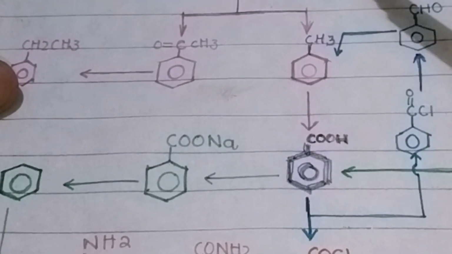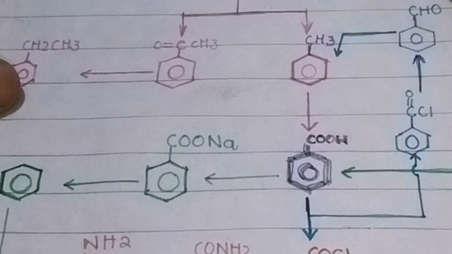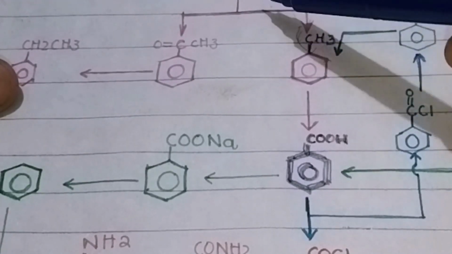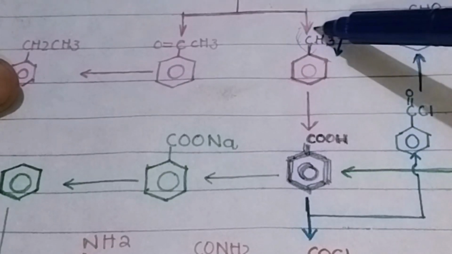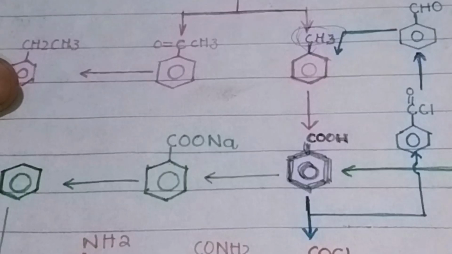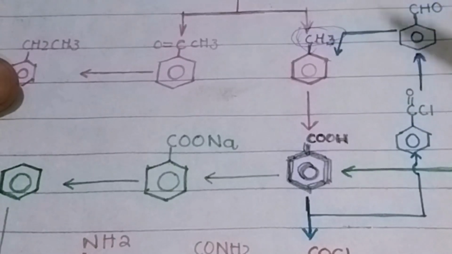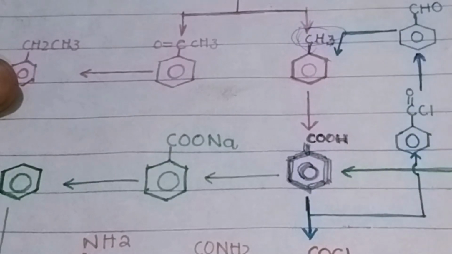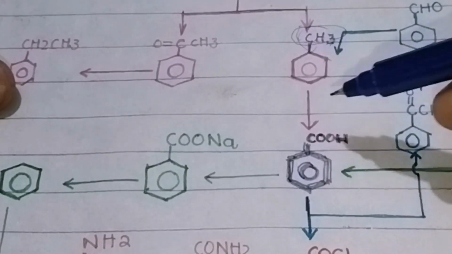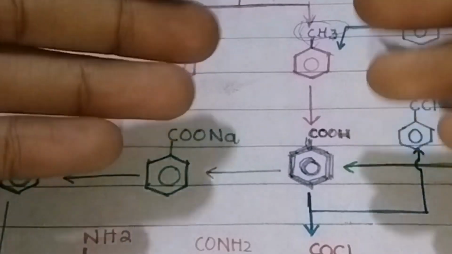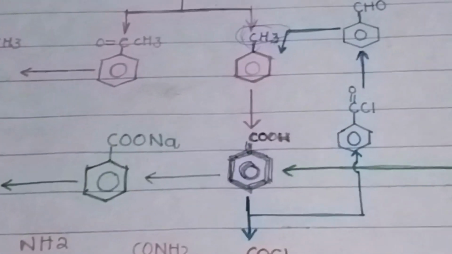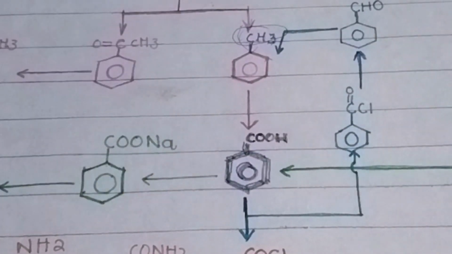Now we want to convert this compound into this, or we can also say we want to convert this toluene into benzoic acid. So we will use different reagents for this process. It will be easier for us to study it like this, because it's really confusing to study without a proper network.